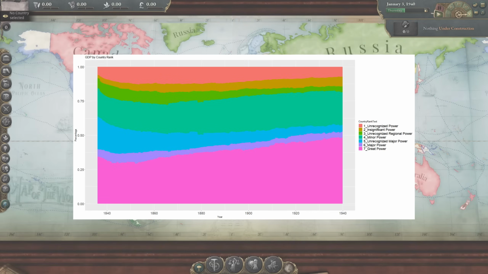This shows the percentage of global GDP achieved by any country rank over time. Great powers are at the bottom, unrecognized powers at the top. We see an increase of the GDP share of the smaller nations for the first, say, 20 years. It's probably because there are a lot of smaller nations, and their combined free construction is bigger than the construction of the great powers. But by 1940, the great powers own almost 50% of the global GDP. We will look into the global production later.